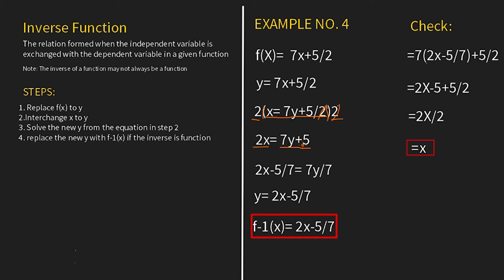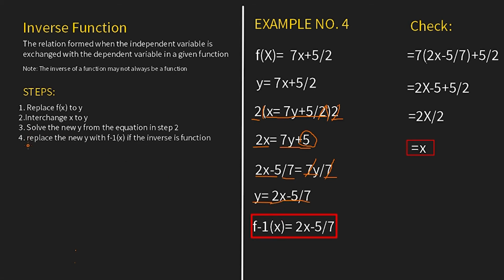Next, we still have y plus 5. So what we'll do is we transpose 5, so we'll have 2x minus 5. Now, we are at 7y only. So to get rid of 7, we just have to divide both sides by 7 and cancel. Now we have y is equal to 2x minus 5 over 7.